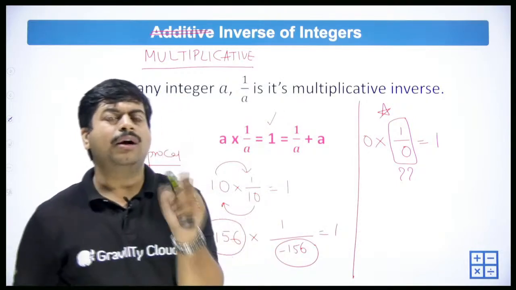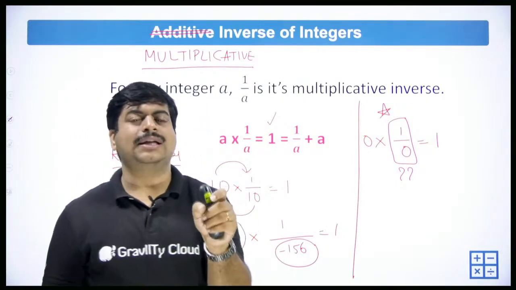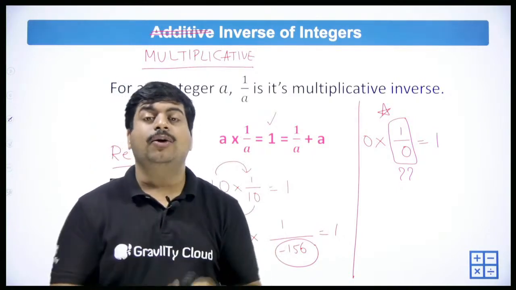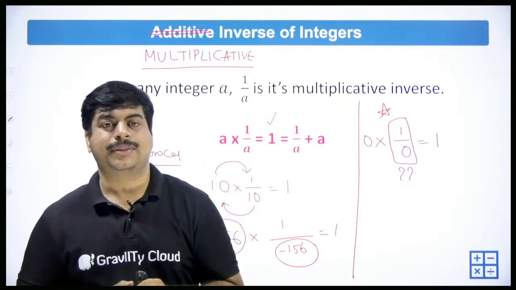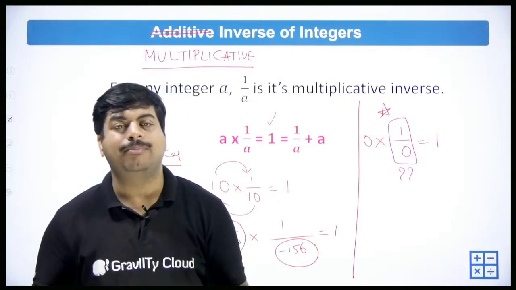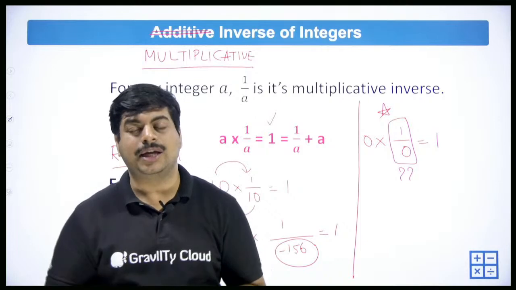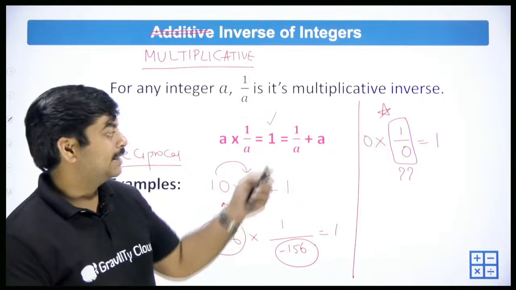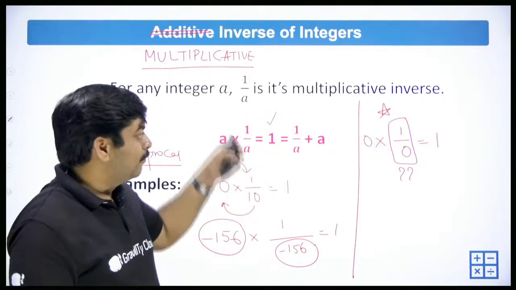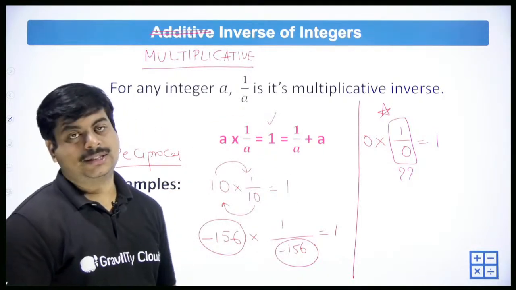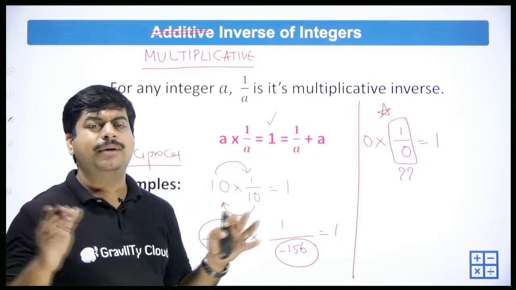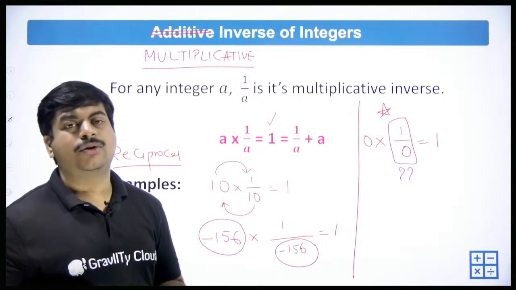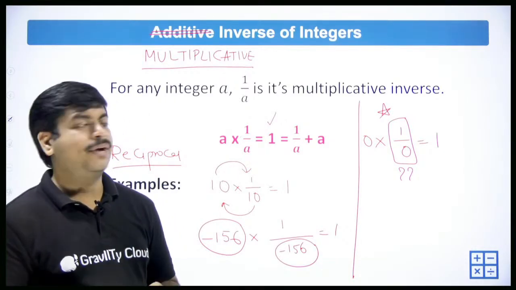The question is, what is the multiplicative inverse or reciprocal of the number 0? You should give me the answer as undefined, because you don't know which answer to keep there. 1 by 0 is not a defined number, right? So you cannot find the multiplicative inverse for the number 0. For the rest of every number, for A, it is 1 by A. They are reciprocals, or you can say multiplicative inverses, right?